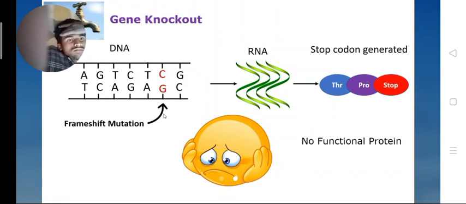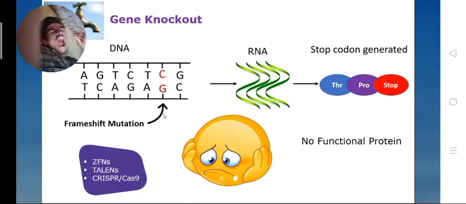And gene knockout can be easily performed inside the cell by zinc finger nucleases, by TALENs, which are engineered nucleases, and by CRISPR-Cas9. This is very popular nowadays. Using CRISPR-Cas, you can make a gene knockout.